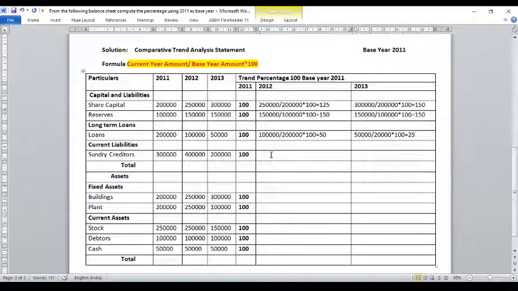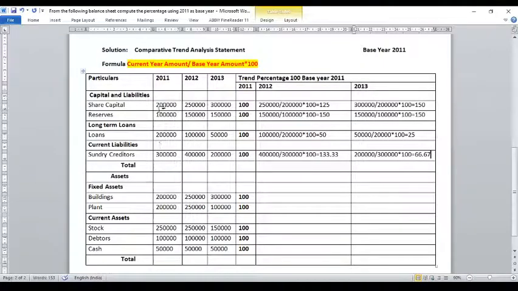Next, we have sundry creditors, where the base year is 3 lakh, and for 2012 the current year amount is 4 lakh divided by 3 lakh into 100. I get a percentage of 133.33. So it has increased to 133.33 percent. Next, for 2013, the current year amount is 2 lakh divided by your base year amount 3 lakh into 100. So you get a percentage of 66.67 percent, which is reduced.